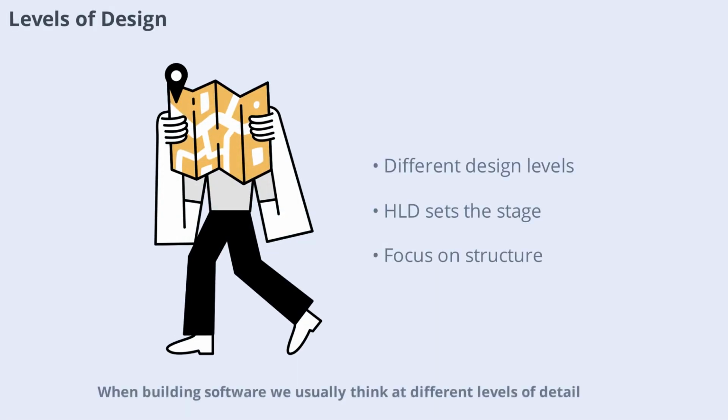In building software, we usually think at different levels of detail. At the highest level, we focus on the overall structure and how major components interact. This is where high-level design, or HLD, comes into play. It's like looking at a city map before planning your route. HLD helps us decide what the main building blocks are, how they connect, and what technologies might be involved. This sets the stage for the more detailed work that follows.